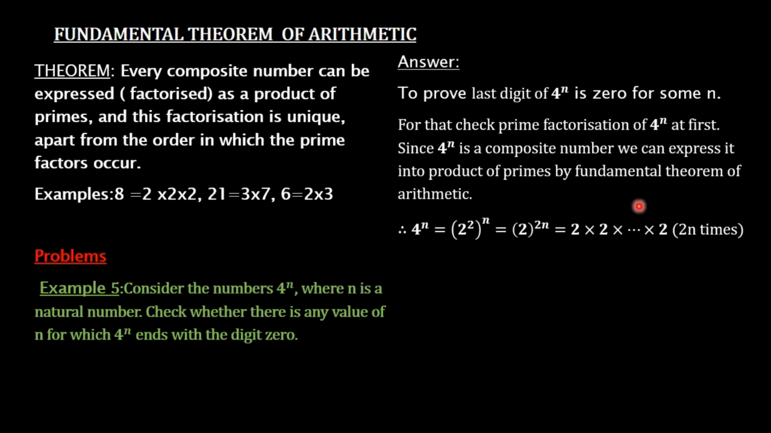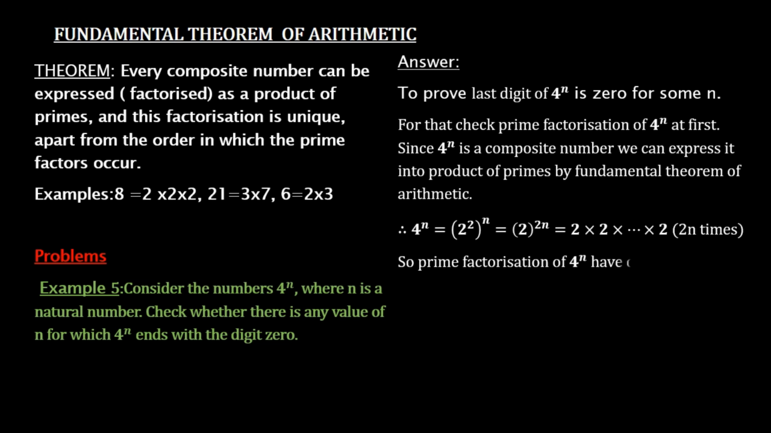What are the factors of 10? The prime factorization of 10 is 2 into 5. Here we have 2, but the term 5 is not present. So for 4 raised to n to become a factor of 10, we need a 5 here, and that 5 is absent. So will we get the last digit 0?